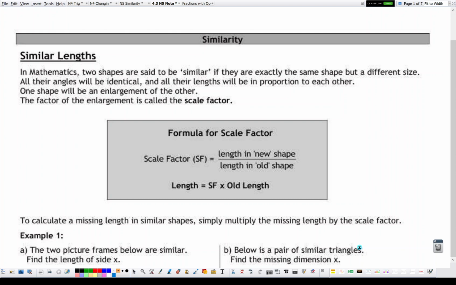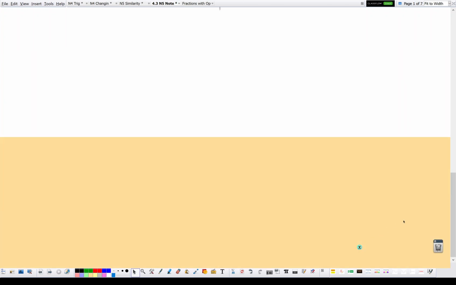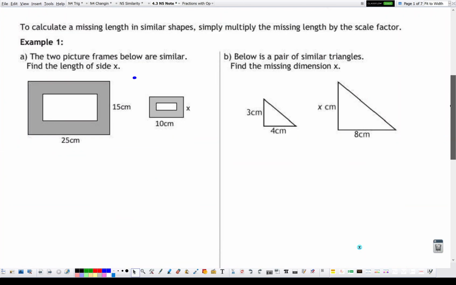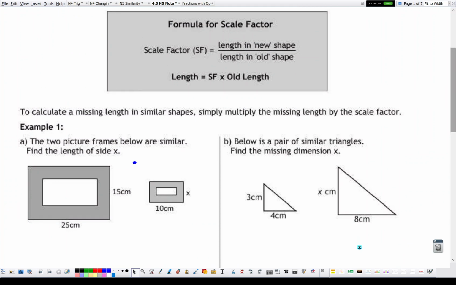Okay, so we're going to work first of all with the length scale factor, which is where we use the scale factor to find the length. Then we are going to progress onto area scale factor and then onto volume scale factor. But right now, all we need to worry about is the length. So copy down what's in that box, and then I want you to draw example 1A.